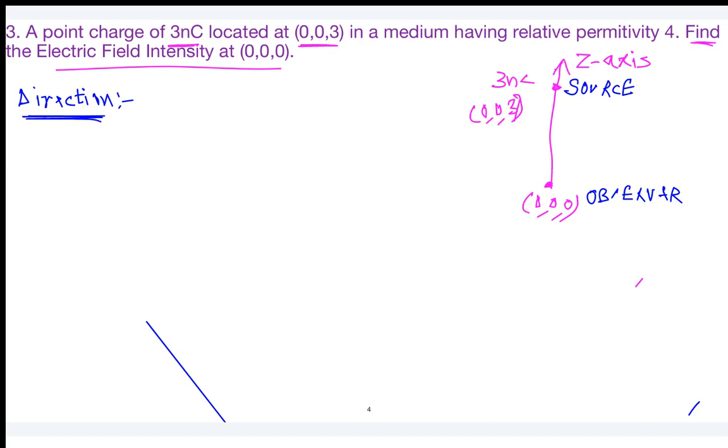So right now, when you move from source to observer, you are moving downwards. The moment you move downwards, you are decreasing the value of z, which means the z value will come down. So the direction will be a unit vector along negative z. So the direction part is minus az cap. Is it clear? Direction part?